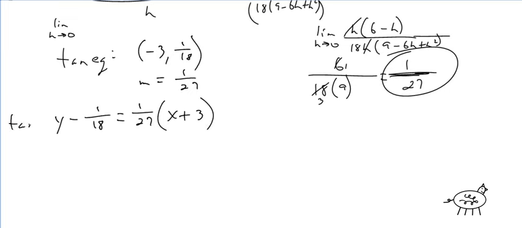So this is for the tangent, and of course for the normal, just as easy: y minus 1 over 18 equals negative 27 times (x plus 3). Pretty easy stuff, right? Not too bad. All right.